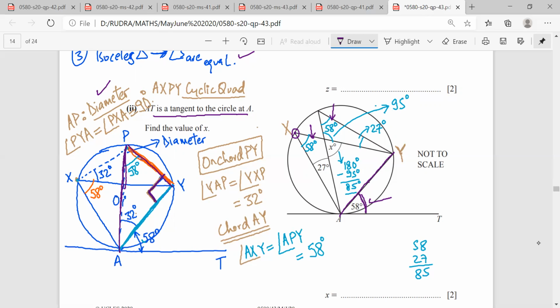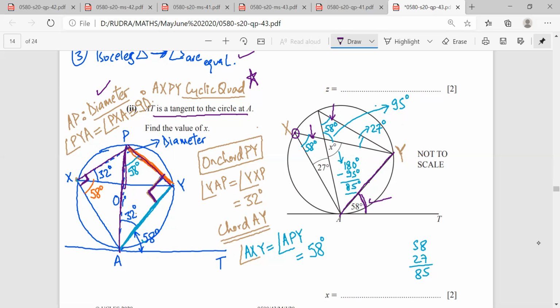Okay. Now if I join A with X, this is the line that I've drawn. And then I join X with P. Now, X, P, Y, A is my cyclic quadrilateral. This diameter AP would be making 90 degrees on this side also. Any doubt, Mr. Rudra? No, sir.